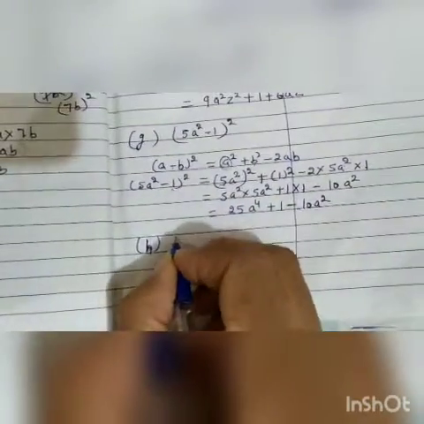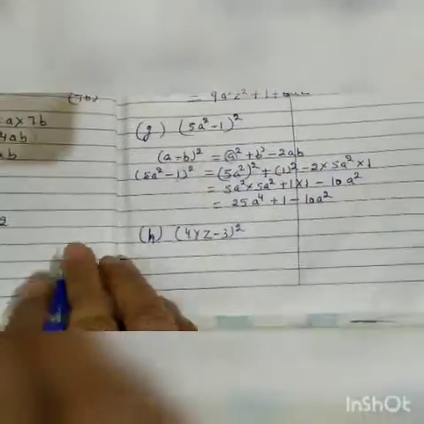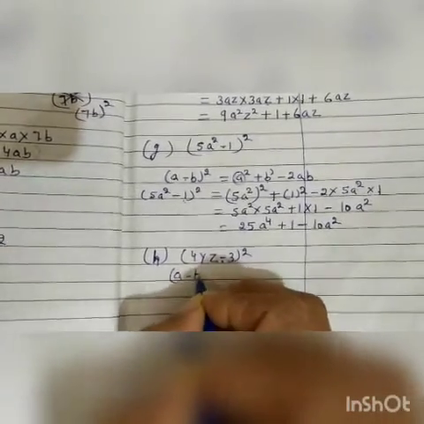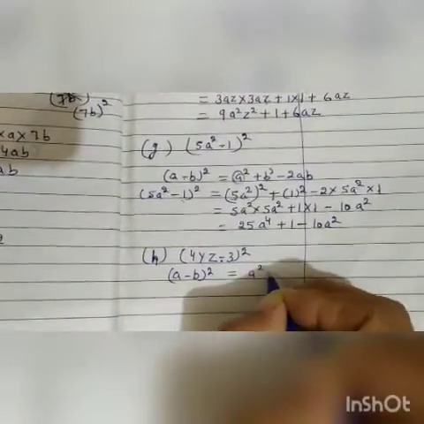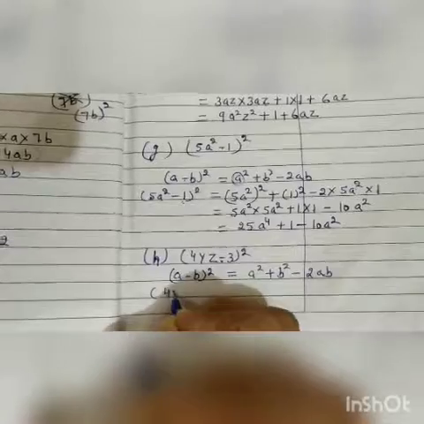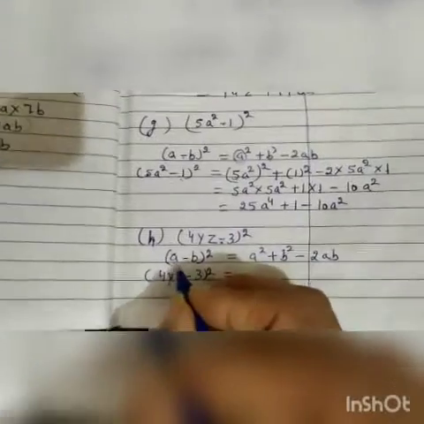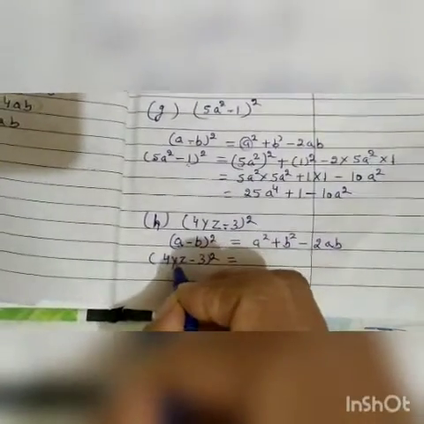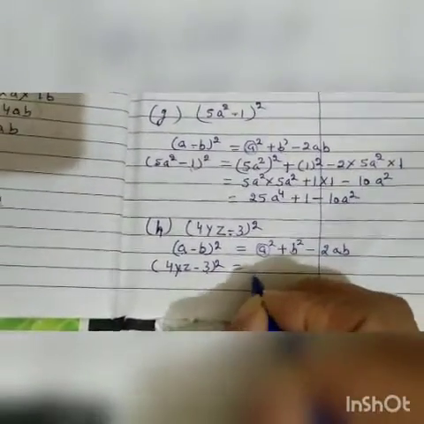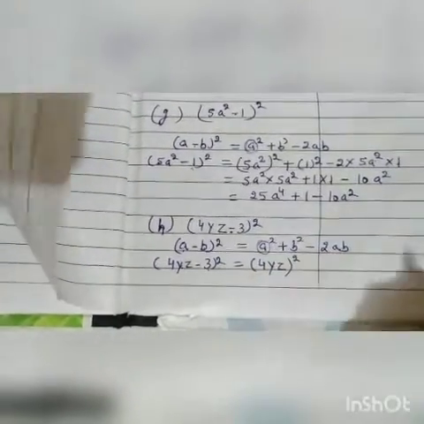H part is 4yz minus 3 whole square. This is with a minus sign, so we will write the identity with the minus sign. A minus b whole square is equal to a square plus b square minus 2ab. In 4yz minus 3 square, the value of a is 4yz and the value of b is 3. So in place of this a, we will write 4yz, then bracket close, this square here.